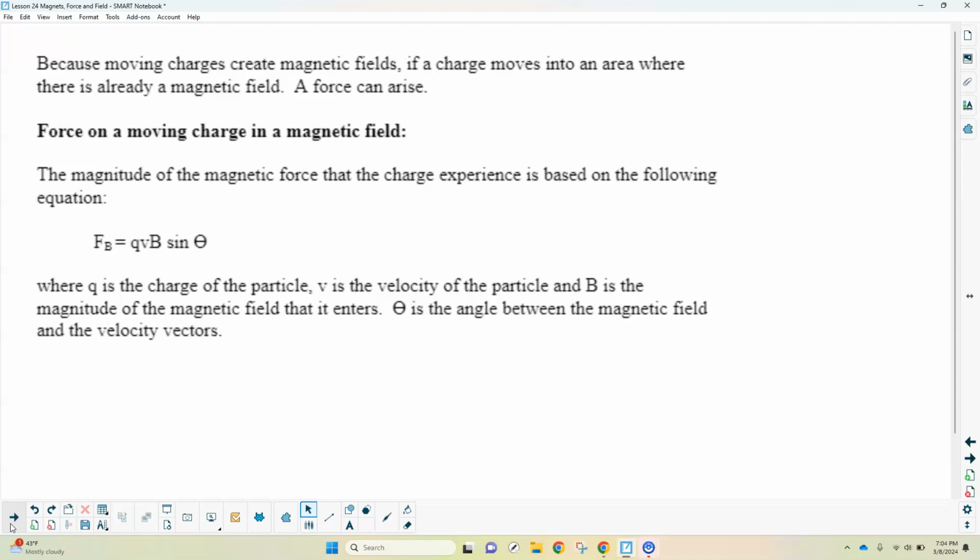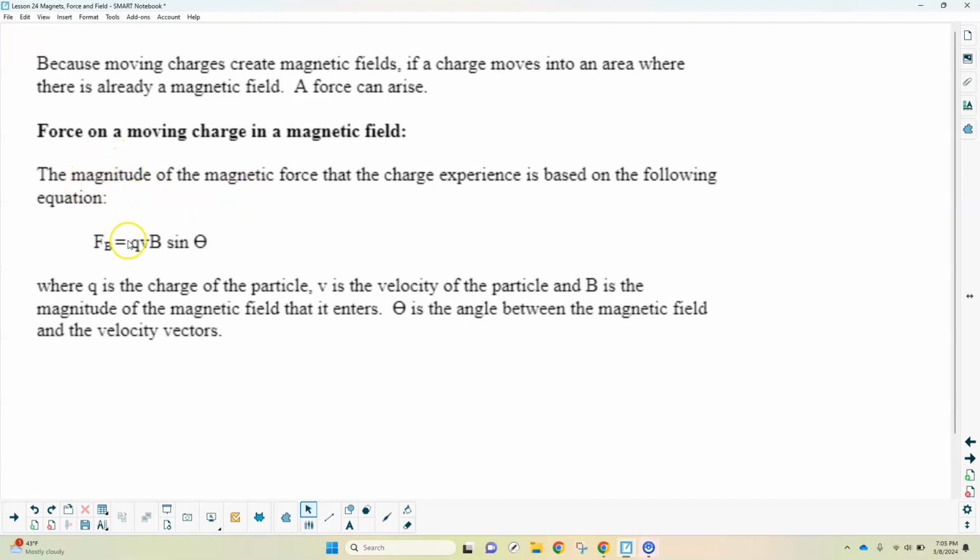But we want to talk about how magnetic fields affect charges. Magnetism comes from moving charges, those moving electrons create magnetic fields. If you put a moving charge in a magnetic field, then there's something magnetic affecting something magnetic, so you have a magnetic force. Forces on a charge in a magnetic field are described by this equation.